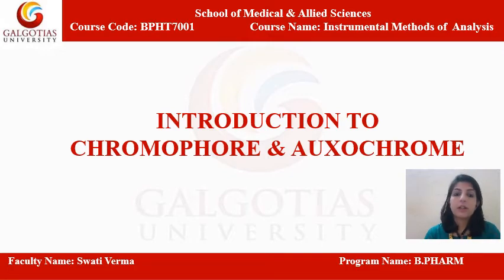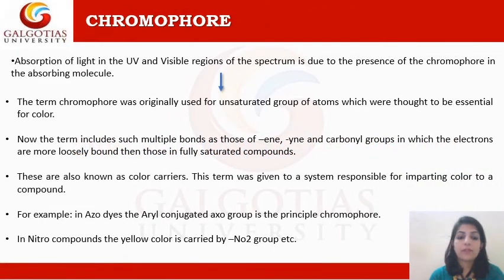Moving forward, first we will see what are chromophores. So the absorption of light in the UV and visible region of the spectrum is due to the presence of the chromophore in the absorbing molecule. So the absorption of UV visible radiation is done by your chromophoric groups, which are present in your molecules.